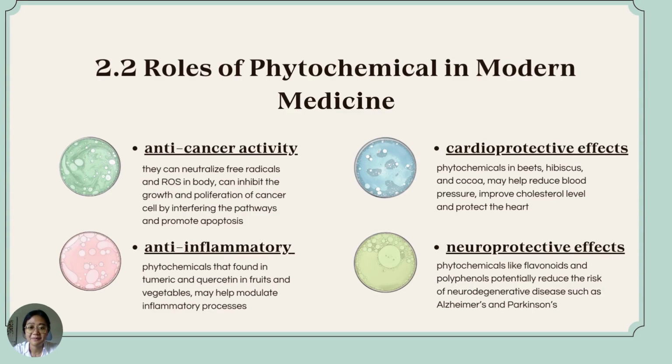Phytochemicals found in beets, hibiscus, and cocoa may help reduce the blood pressure, improve the cholesterol level, and protect the heart. And lastly, the neuroprotective effects, where phytochemicals like flavonoids and polyphenols potentially reduce the risk of neurodegenerative disease such as Alzheimer's and Parkinson's.